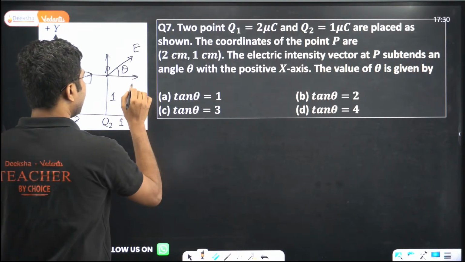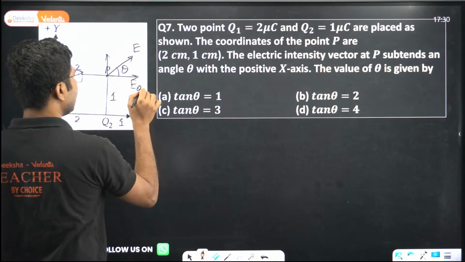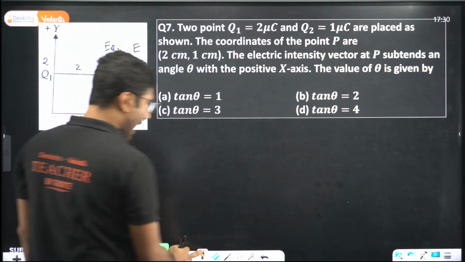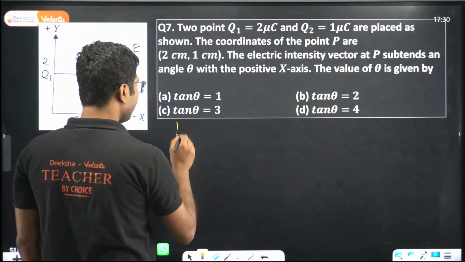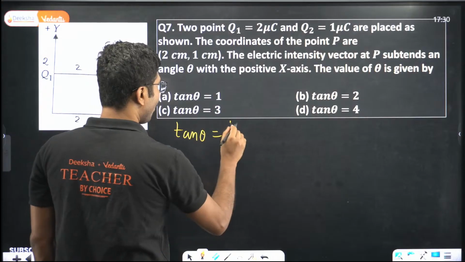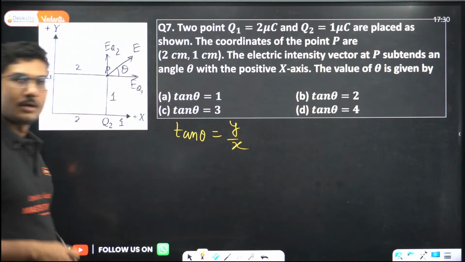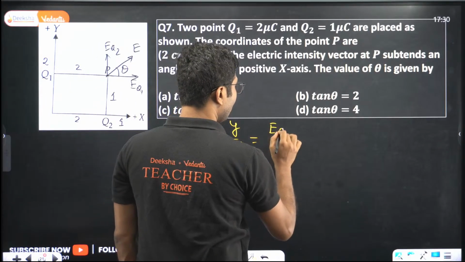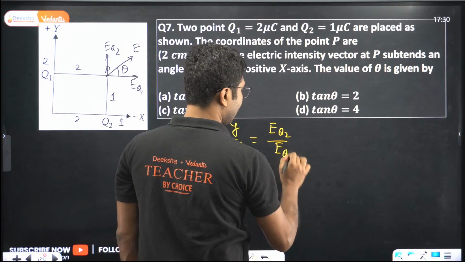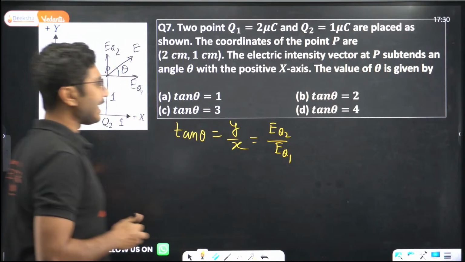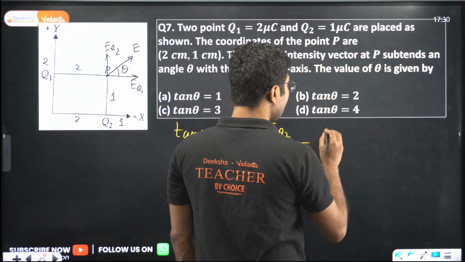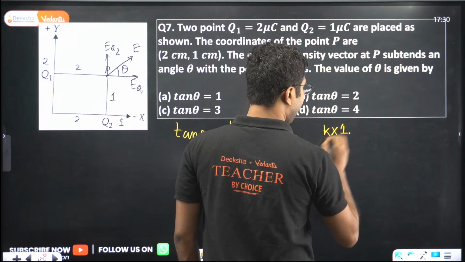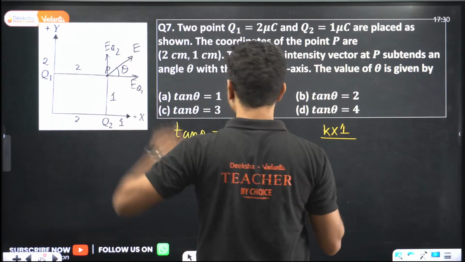So this is EQ1, this is EQ2. Okay, so this is y-axis, this is x-axis, and we know that the slope of the line tan theta is given by y upon x. The slope is given by y upon x, that means it will be EQ2 by EQ1. Okay, what is EQ2? EQ2 is KQ2 by R square. So K into Q2 is 1, divided by R square is also 1.